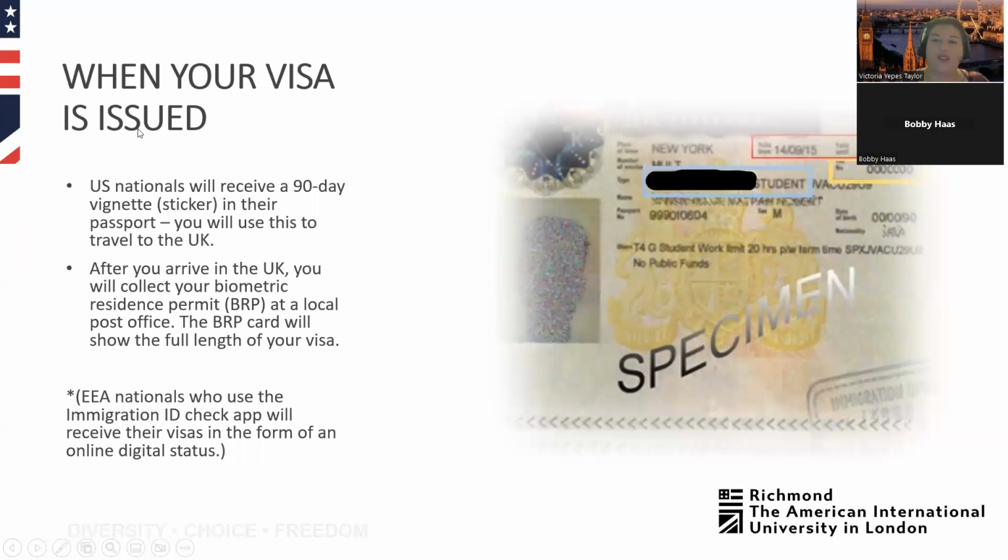All right, so your visa's been issued, all is well. This image on the right is what we're going for, a little sticker that has your photo and your info on it. For students, it'll say you can work up to 20 hours a week when class is in session and all of that good stuff. I call it a sticker, they call it a visa vignette. This is what you're going to use to gain entry into the UK.